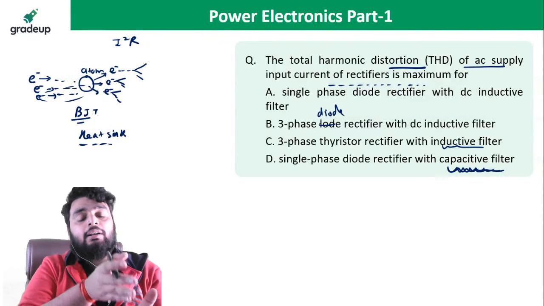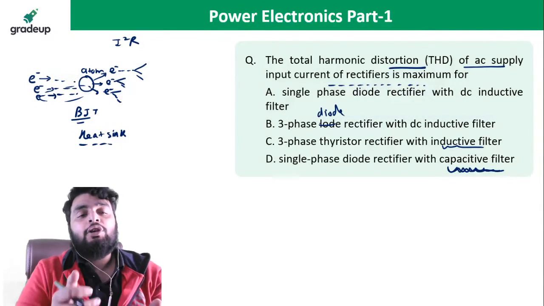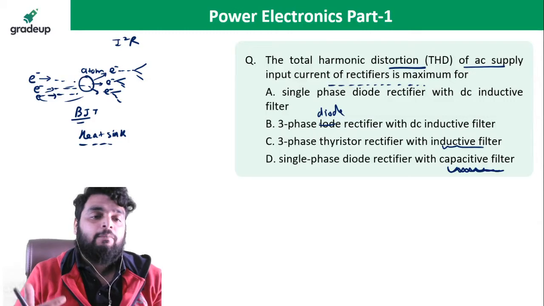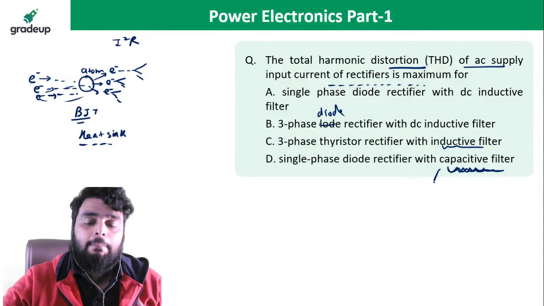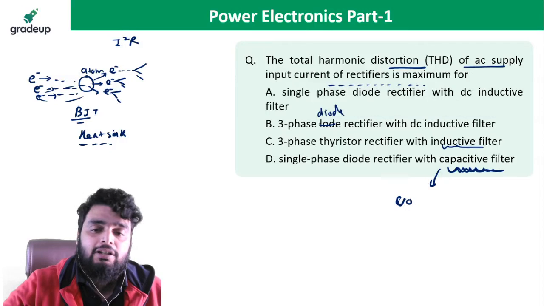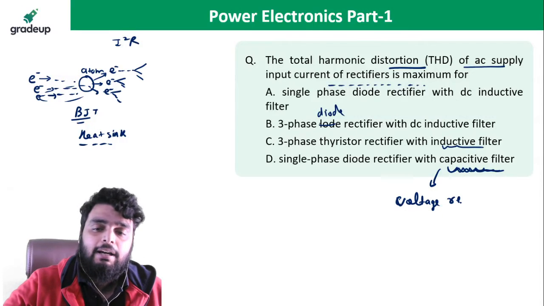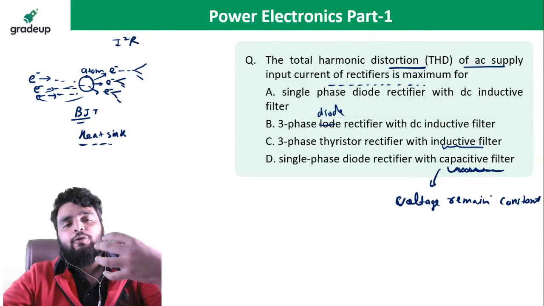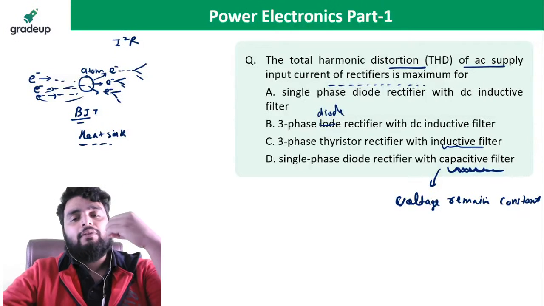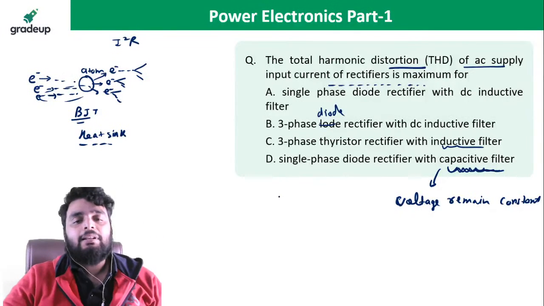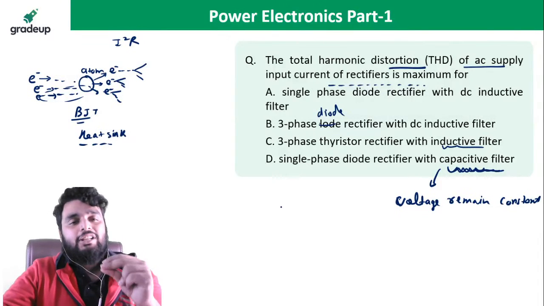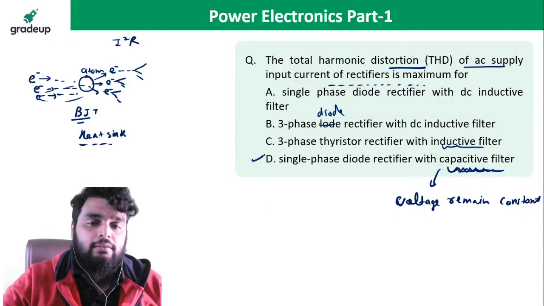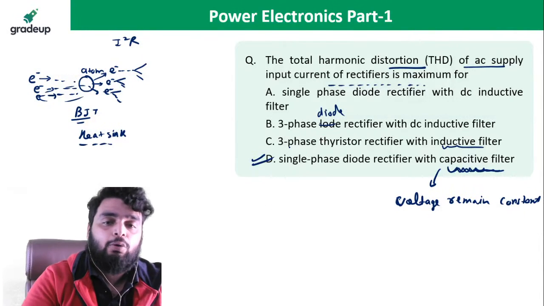Okay. For improving the quality of AC, we use the capacitive filter. For improving the quality of DC, we use the inductive filter. Why? Because a capacitor has a property that voltage remains constant. Not always constant. You can say high. If you use a high amount of capacitor, the voltage will not change that frequently. Similarly, an inductor will not allow current to change suddenly, so it will also make the current constant. So the answer is single phase diode rectifier with capacitive load.